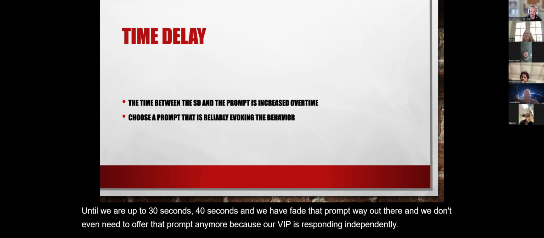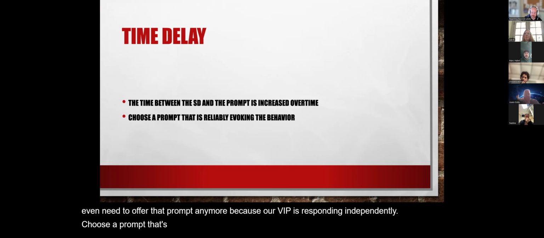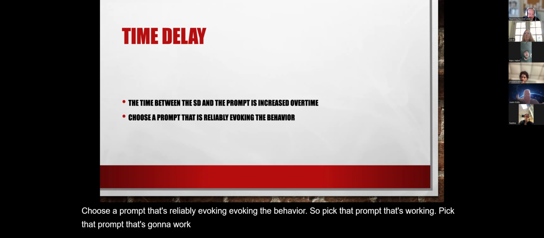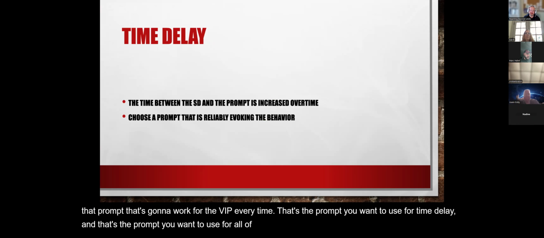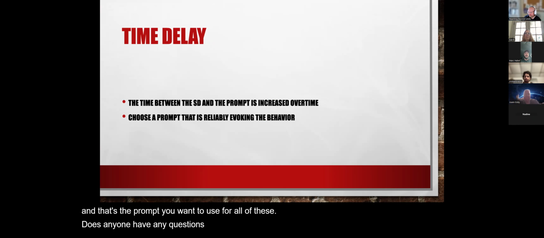Choose a prompt that's reliably evoking the behavior. So pick that prompt that's working. Pick that prompt that's going to work for the VIP every time. That's the prompt you want to use for time delay, and that's the prompt you want to use for all of these. Does anyone have any questions about time delay, prompt fading?